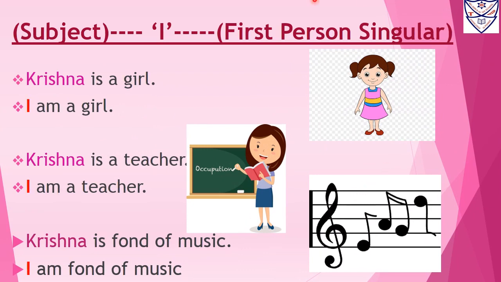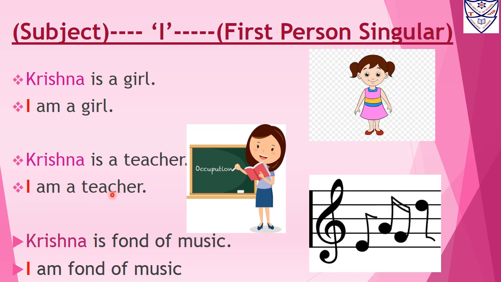Example. Now if the subject is I, when we are talking about first person singular, if I am talking: Krishna is a girl. So how will I say it? I am a girl. Krishna is a teacher. So how will I say it? I am a teacher. When you were small, you wrote about yourself, "myself." I am a boy. I am a girl. My name is so and so. Yes, here we are writing myself only. Krishna is fond of music. So how will I say it? I am fond of music.